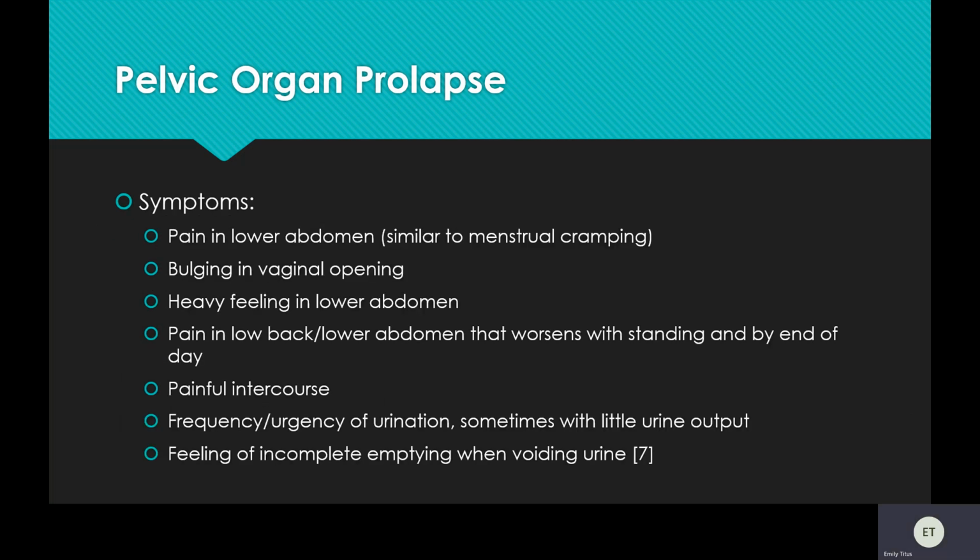So the symptoms of pelvic organ prolapse are pain in your lower abdomen. That's very similar to menstrual cramping. Every woman will know that sort of a symptom there. Some women will report a feeling of a bulge or a heavy feeling in their lower abdomen or bulging in their vaginal opening. This is one that ties very closely to orthopedic dysfunction.